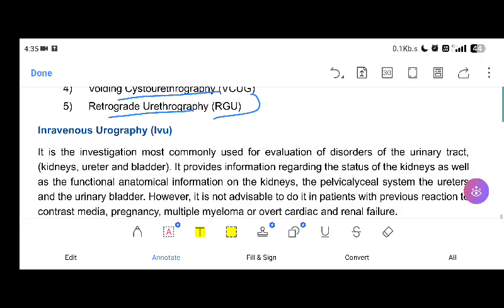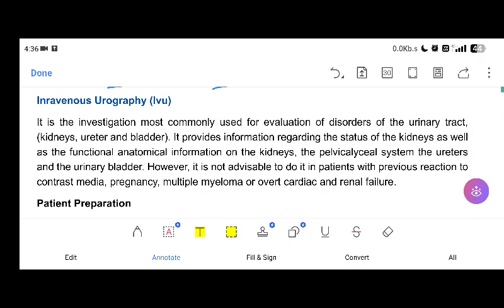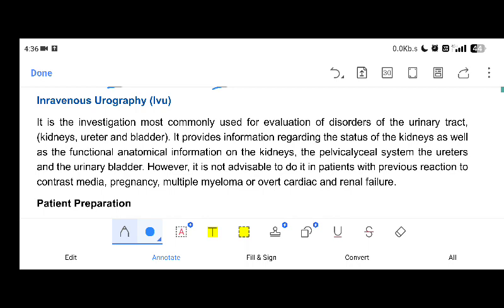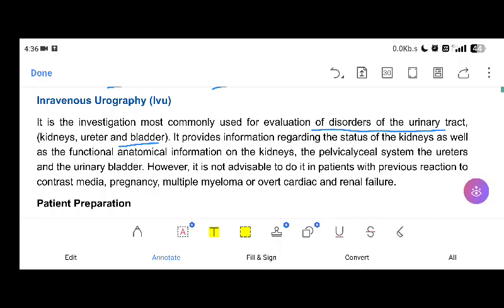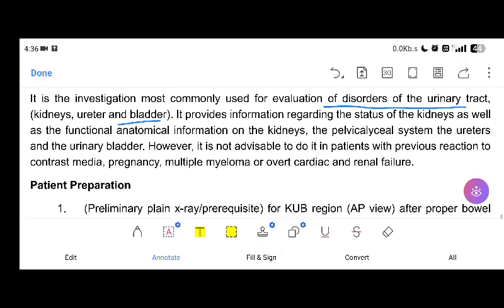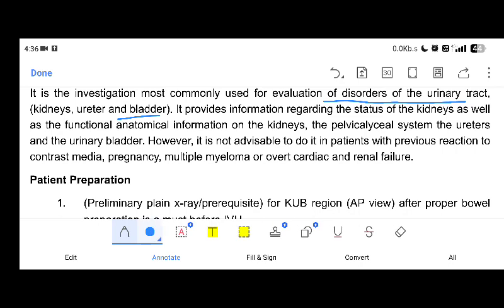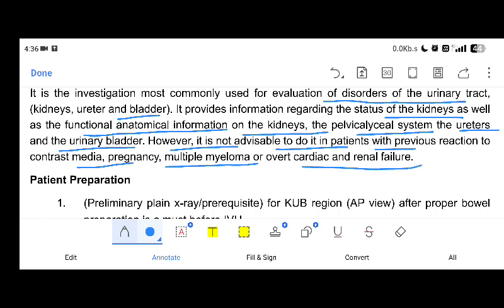Intravenous urography, IVU, is the investigation most commonly used for evaluation of disorders of the urinary tract: kidney, ureter, and bladder. It provides information regarding the functional status of the kidney, as well as anatomical information of the kidney, the pelvicalyceal system, the ureters, and the urinary bladder. However, it is not advisable in patients with previous reaction to contrast media, pregnancy, multiple myeloma, and overt cardiac and renal failure.